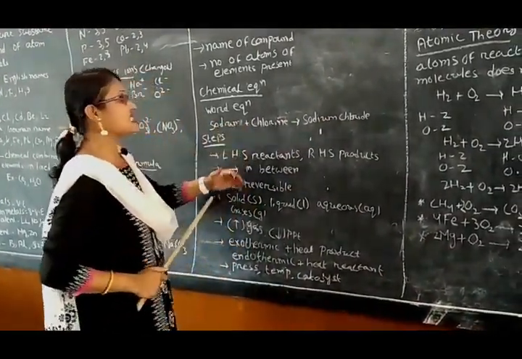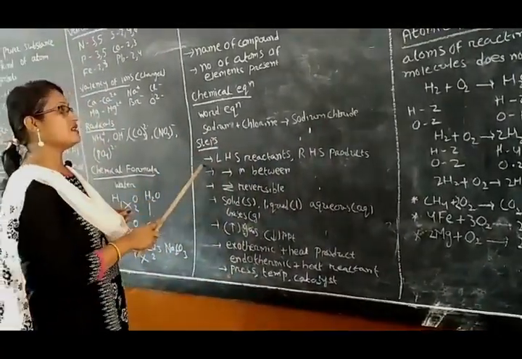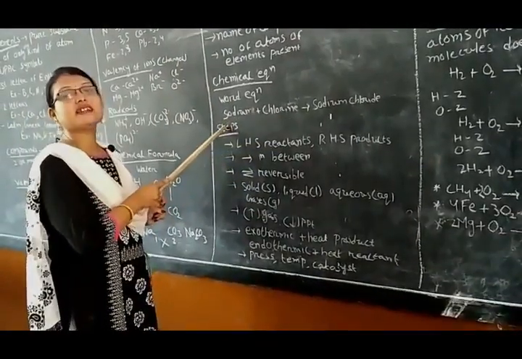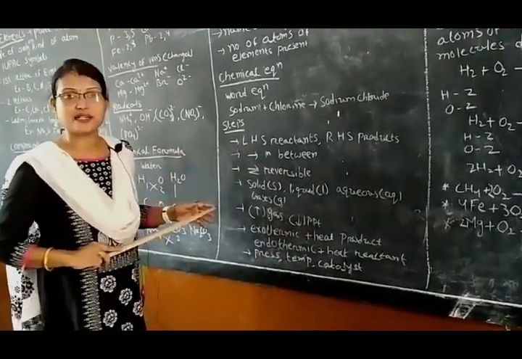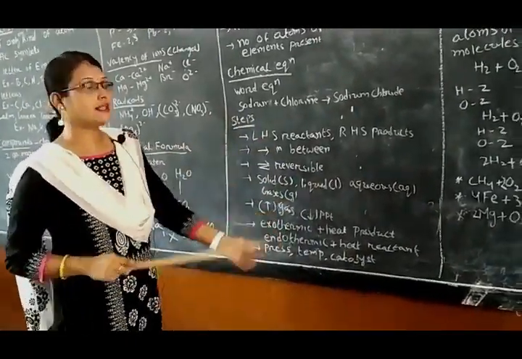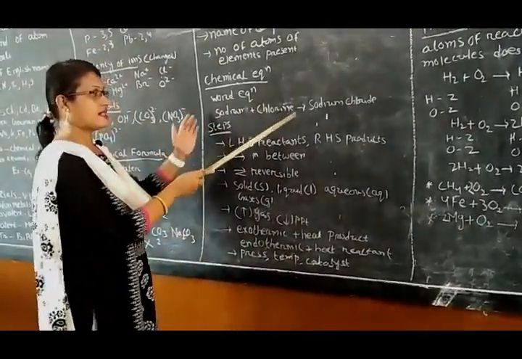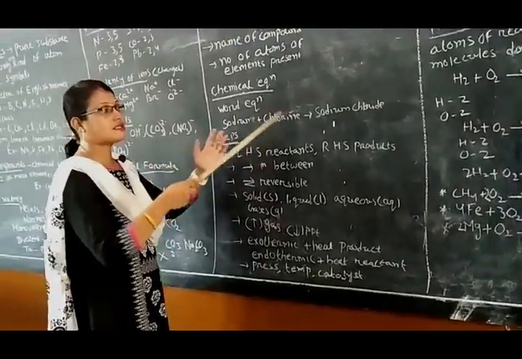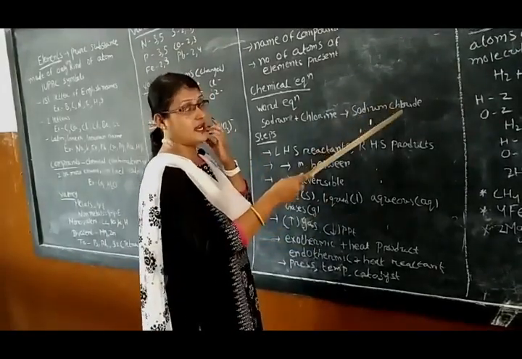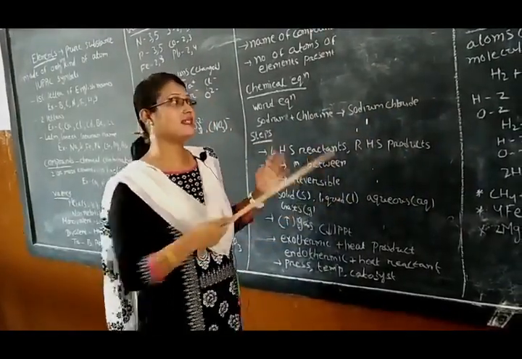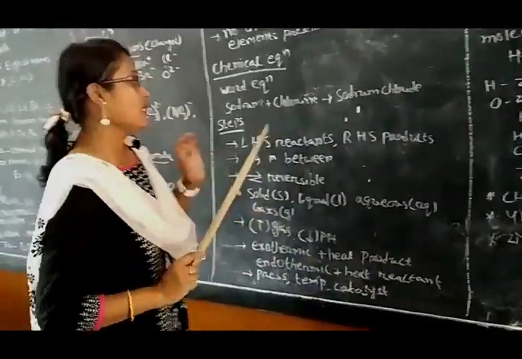So there are some steps to write the chemical equation. Let's discuss the steps. First, your reactants must be written on the left hand side. Whatever the reactant may be, they are always written on the left hand side. If more than one reactant is there, then a plus sign will be there. Like here, sodium plus chlorine. Reactants are written on the left side, whereas products are written on the right hand side. Your sodium chloride is written on the right hand side. If more than one product is there, then they are also differentiated by using a plus sign.